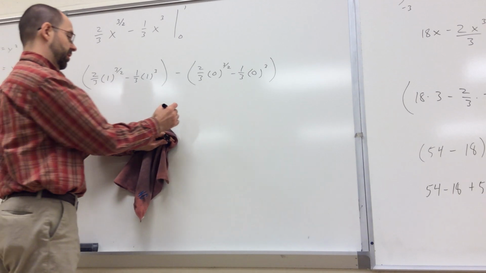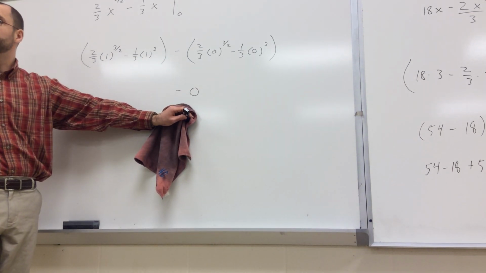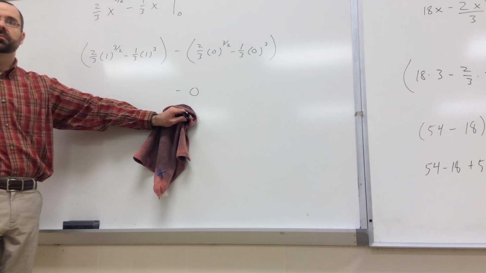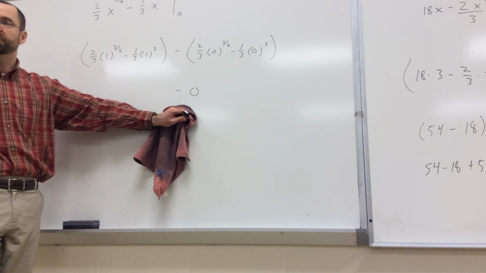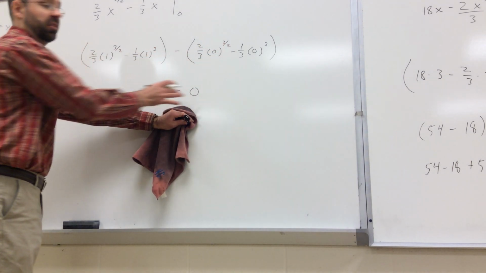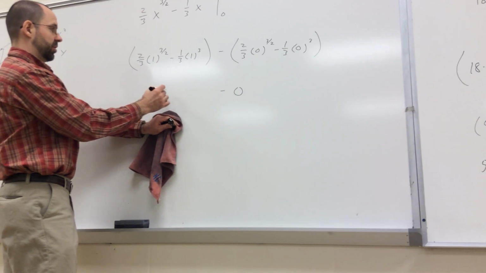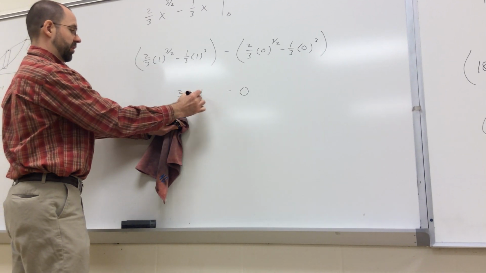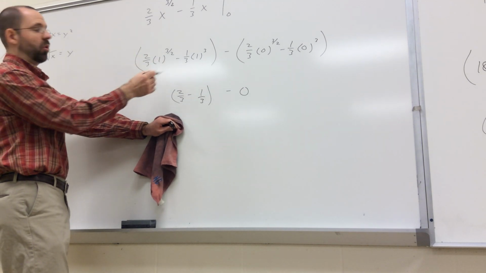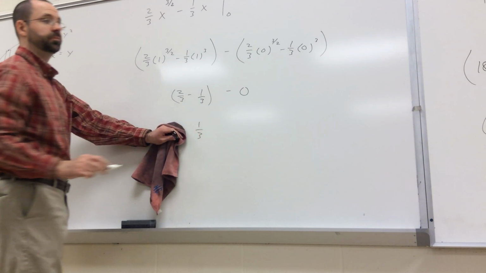This time when you plug in 0, it comes out to 0. That's not going to happen every time. There's some functions that you can plug 0 into and not get 0, right? For example, if it was cosine. Cosine of 0 is 1. So don't just assume that since you're plugging 0 in, it's going to come out to 0. This time it happened. Then this is 2/3 minus 1/3. Because 1 to the 3/2 is 1, 1 to the 3. So final answer is 1/3.